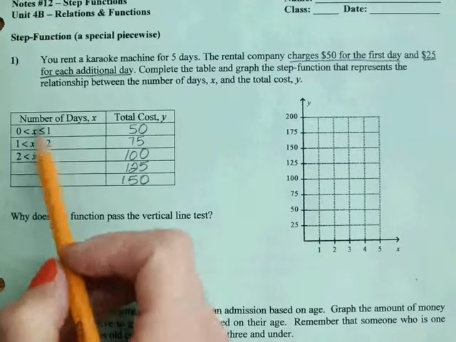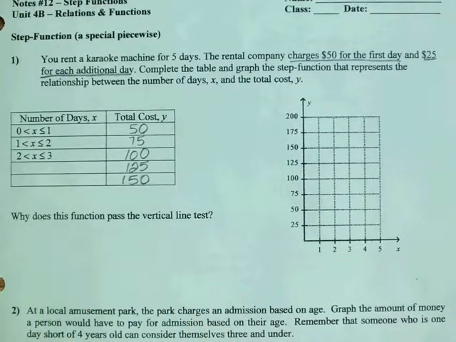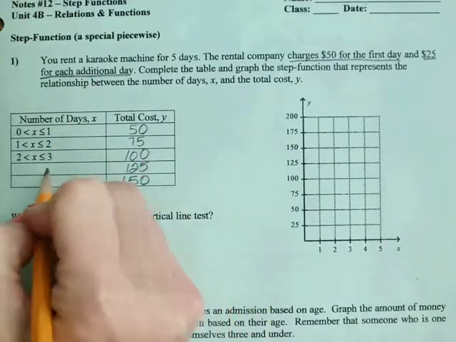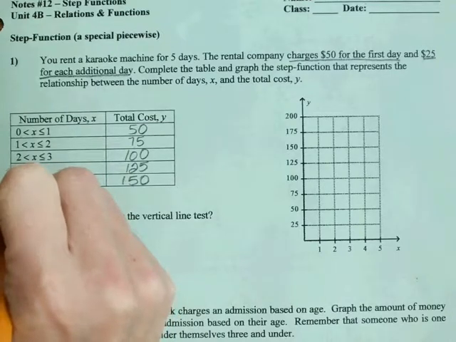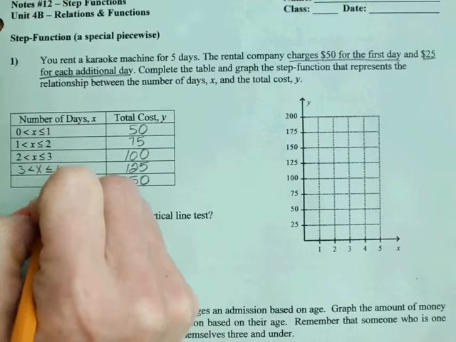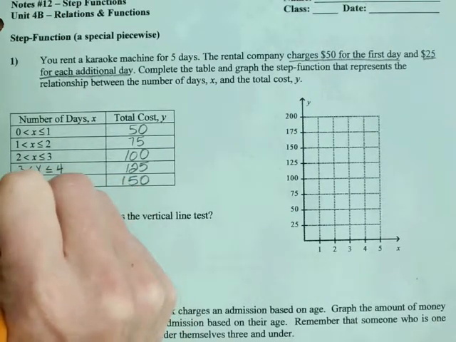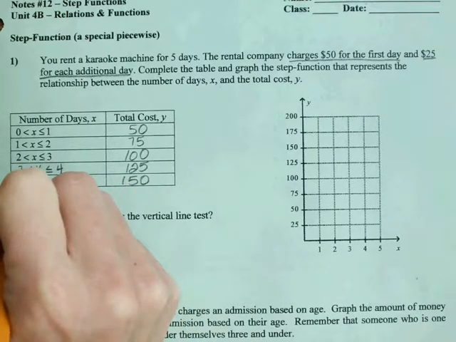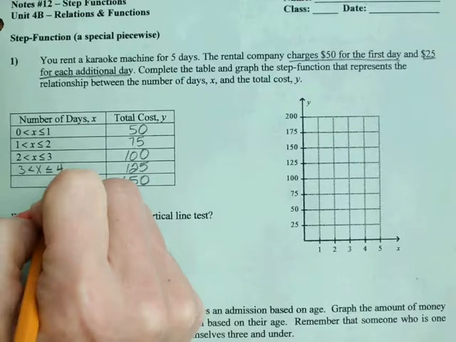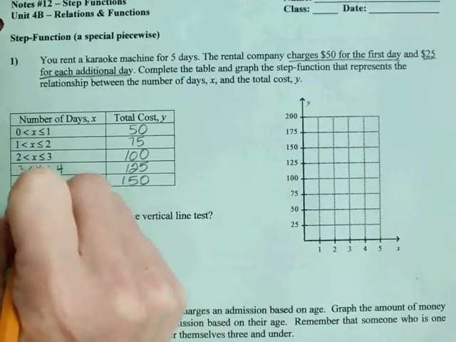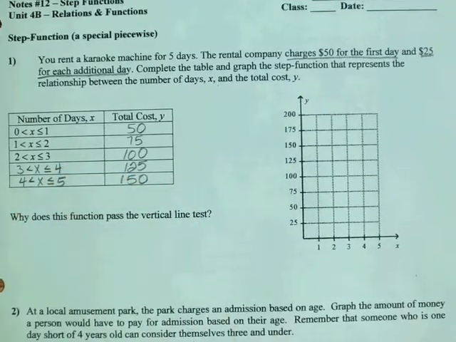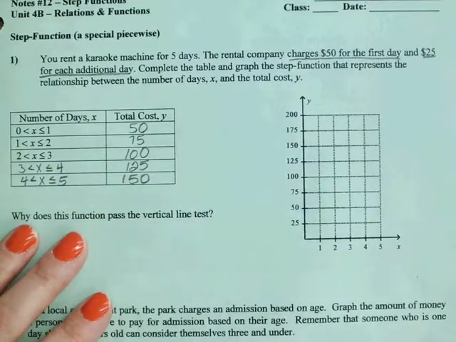And actually, you'll see this kind of range out in the real world so much more often than you have probably ever thought you would. But to finish up our intervals, we're going to have 3 is less than x, less than or equal to 4. So anywhere from after the start of the third day until the exact fourth day starts. And then 4 is less than x, which is less than or equal to 5. So let's go ahead and graph this.